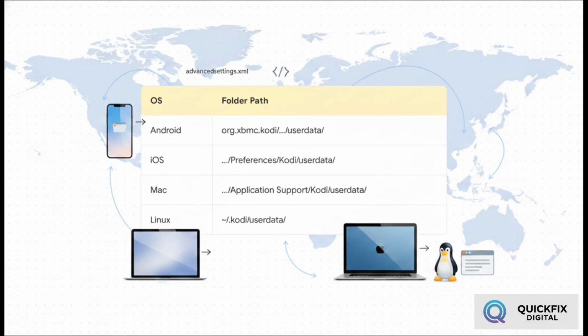entirely on your device. So if you're rocking an Android device, you'll need a file manager app to drill down into the Android/data folder, find org.xbmc.kodi, and place it in that specific userdata folder.